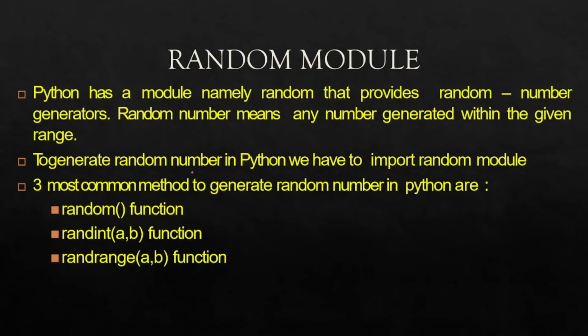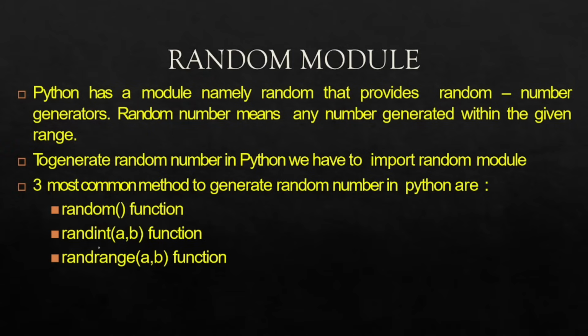So random module, very important. You have to understand the function, how it is working. Based on that, definitely one question you will get from the board paper. There are three random functions. The meaning of random is that whatever range you are giving, from that it will generate random numbers every time you run the program.